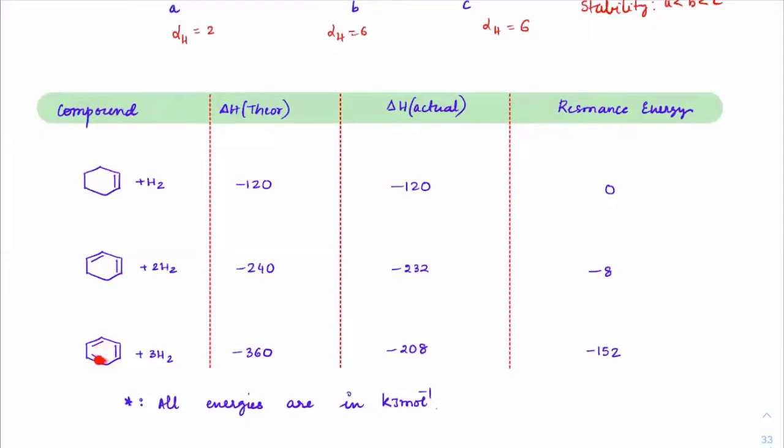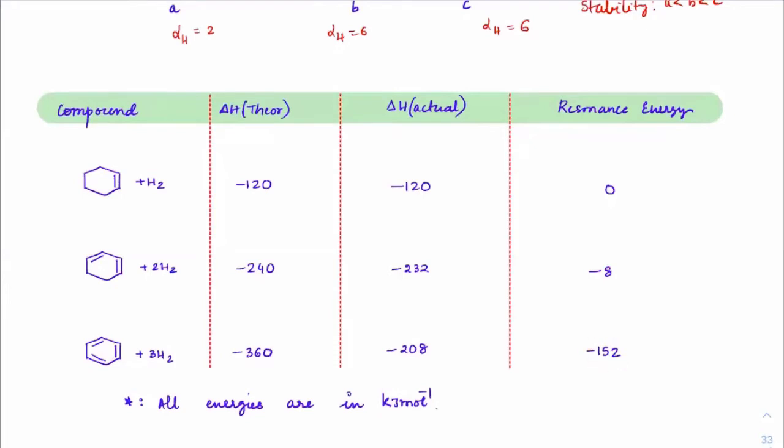While if you see benzene, we are expecting minus 360, but it is only giving minus 208. So there is a drastic decrease in the delta H hydrogenation, which means benzene has become very stable, got it, as compared to that of this here, if you can see. So the resonance energy is very high in the case of benzene.